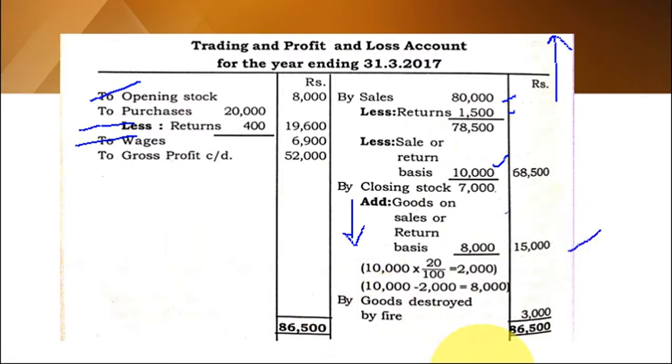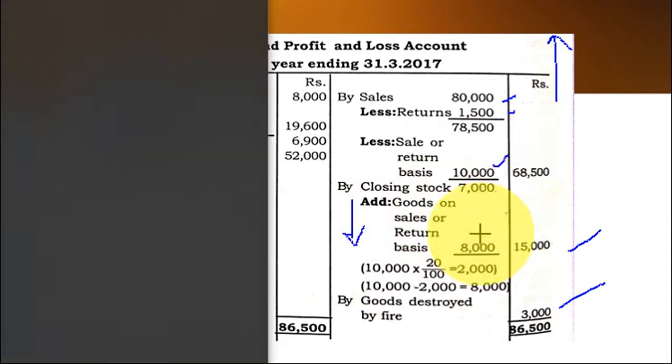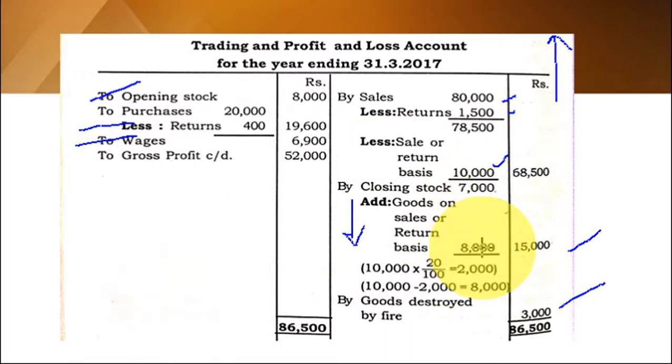Then goods destroyed by fire, 3,000. This is the usual entry. Only this you have to consider. Very easy. When it is not an actual sale, you have to deduct it from the sales and add it to the closing stock. That's it. But here 10,000 includes profit and closing stock includes only cost price. So we are deducting the profit, 10,000 minus 2,000, and adding only 8,000. Clear? Then we have to make the total 86,500. Gross profit 52,000.